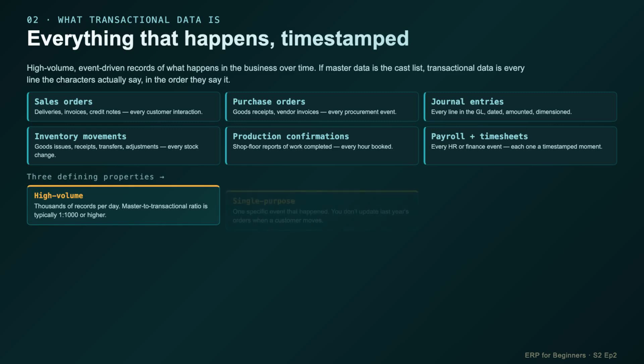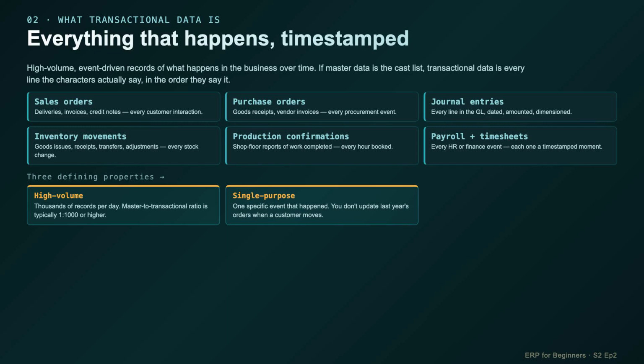Three properties characterize transactional data. High volume, often 1,000 transactions for every master record. Single purpose. Each one is a specific event that happened, not something you update later. And derivative. Every transaction inherits meaning from the master data it references.